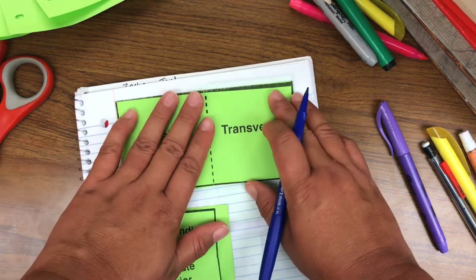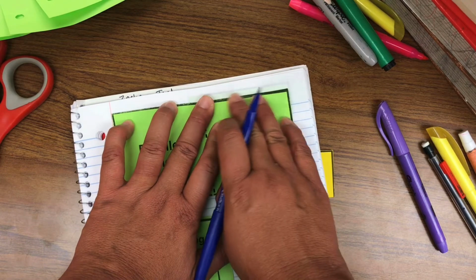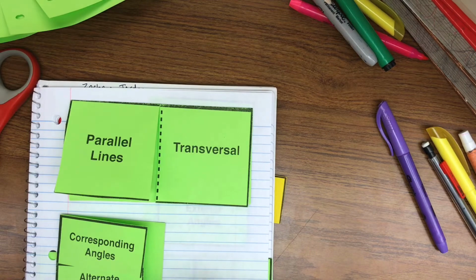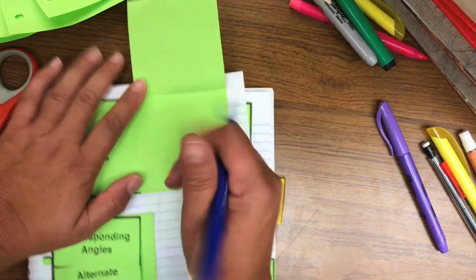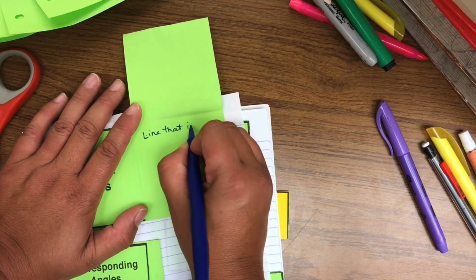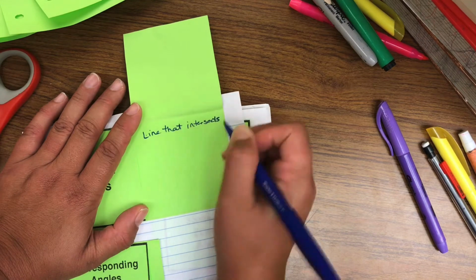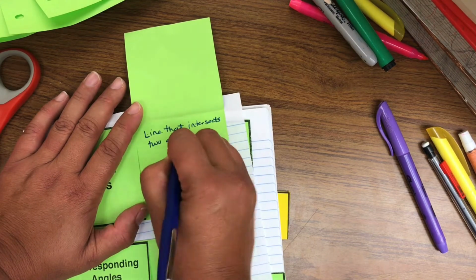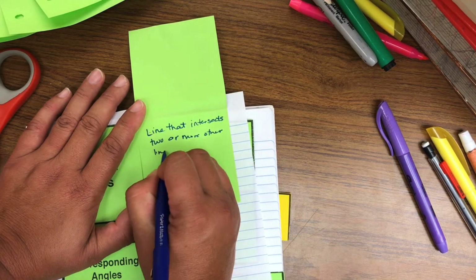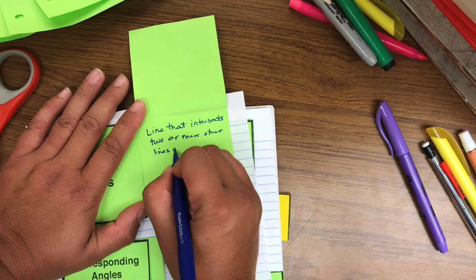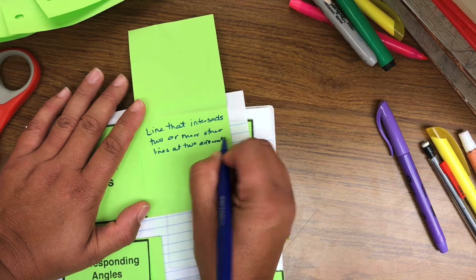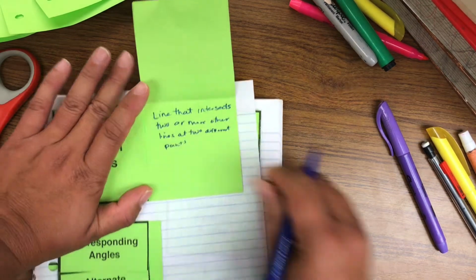Transversal. When I see transversal, I think about transforming, and that's kind of what it does. A transversal line is a line that intersects two or more other lines at two different points. They don't have to be parallel lines.